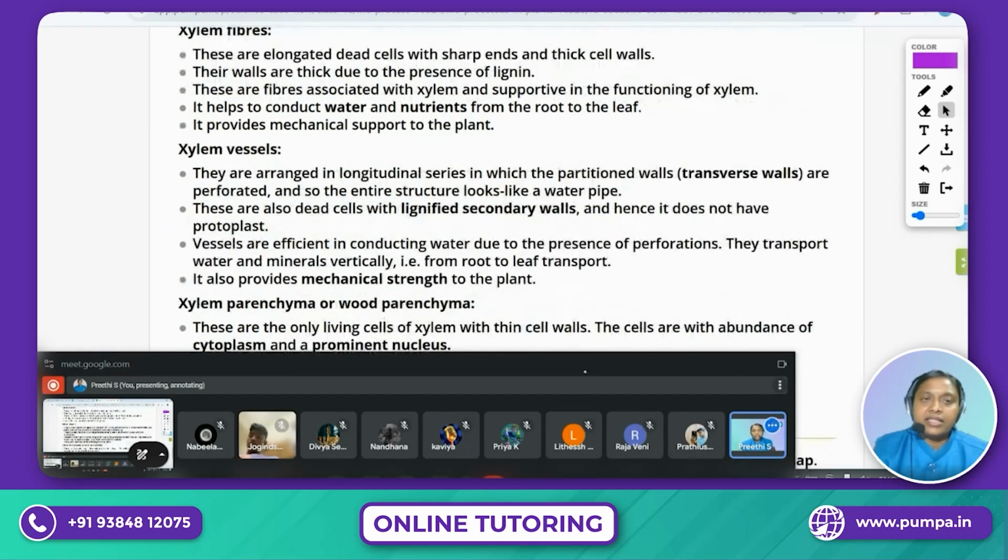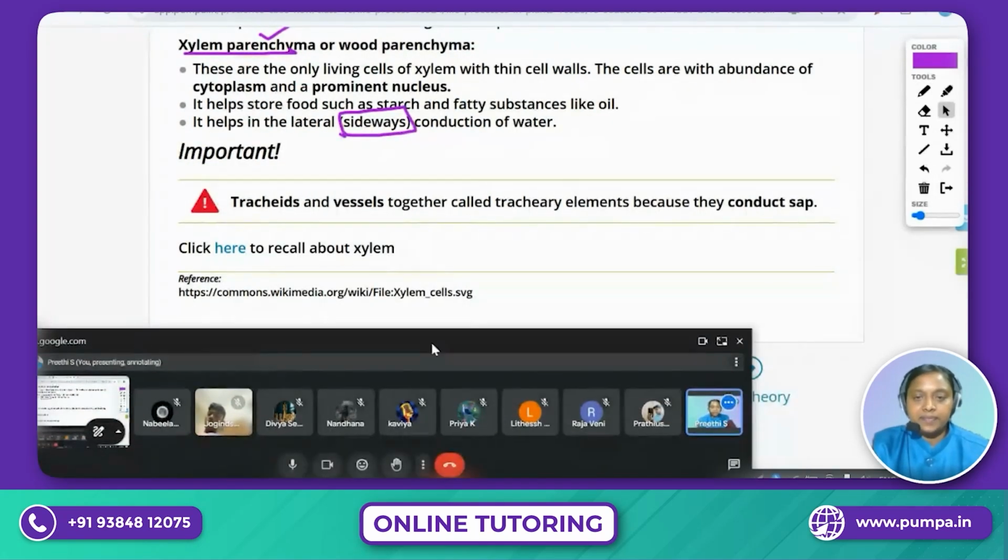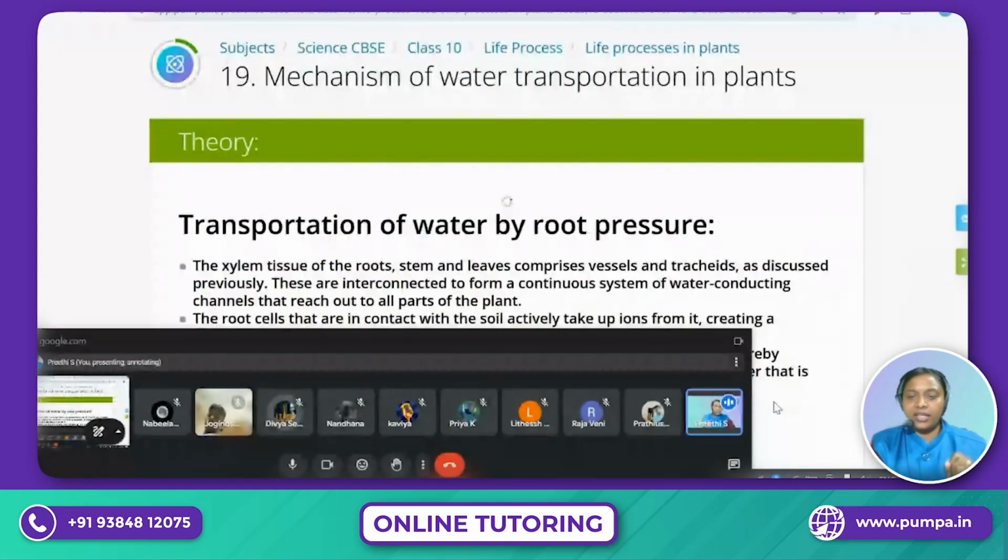And then xylem vessels. Another one is sideways conduction. Remember, children, in sideways, the lateral conduction of water is done by xylem parenchyma. Clear, everyone? So in xylem, you should know about the unidirectional flow, and only xylem parenchyma is the living cell; all others are dead cells. Remember this.